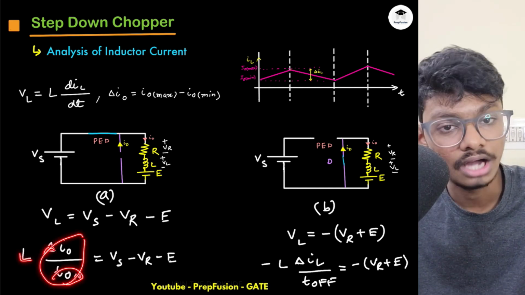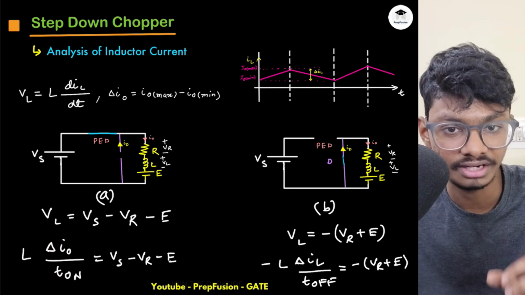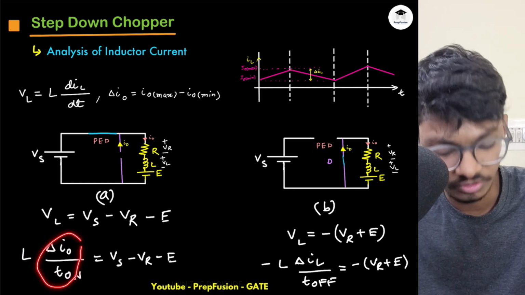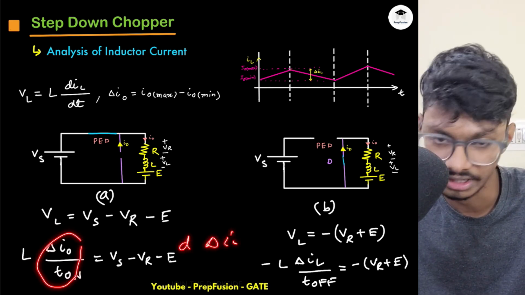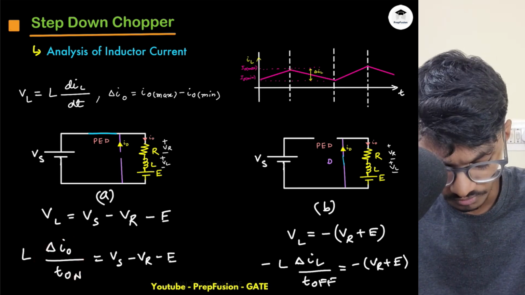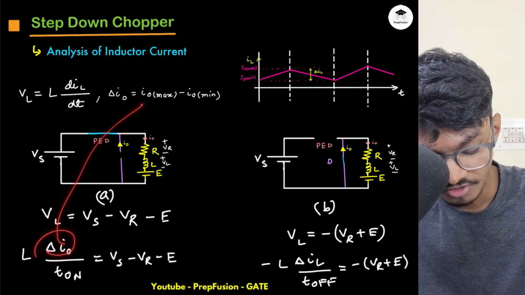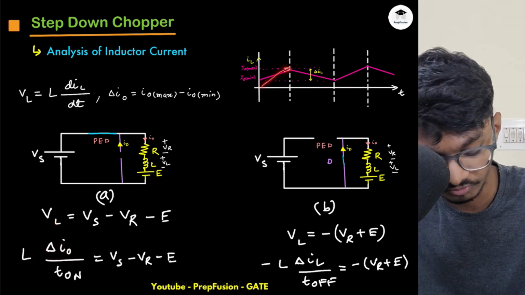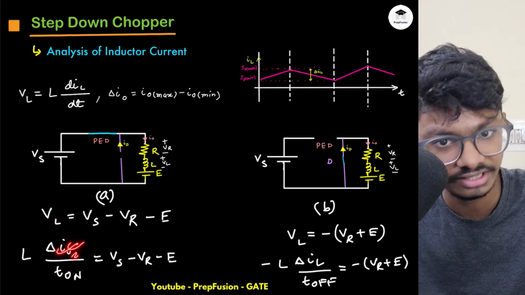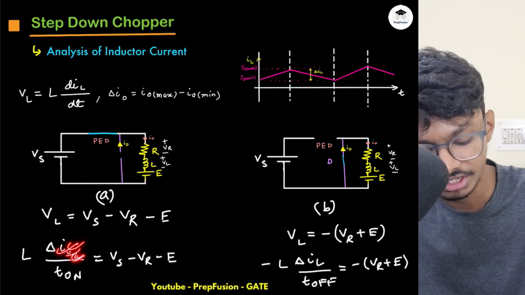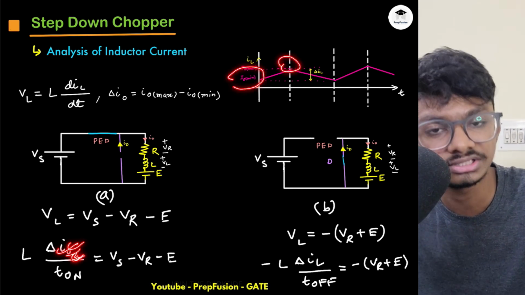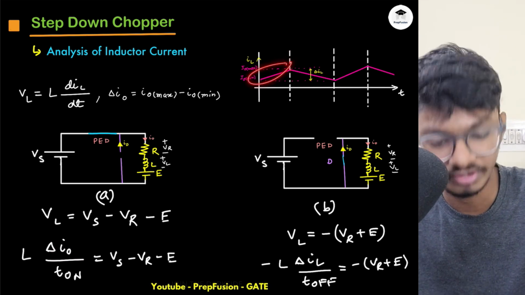How can I do this? Because the period of time is very small, instead of writing d, I can write delta IO. What is delta IO? Delta IO is a change. Change is basically from minimum going to maximum, so I write final minus initial. Initially it was IO minimum, finally it is IO maximum. So this is a change in current divided by change in time.